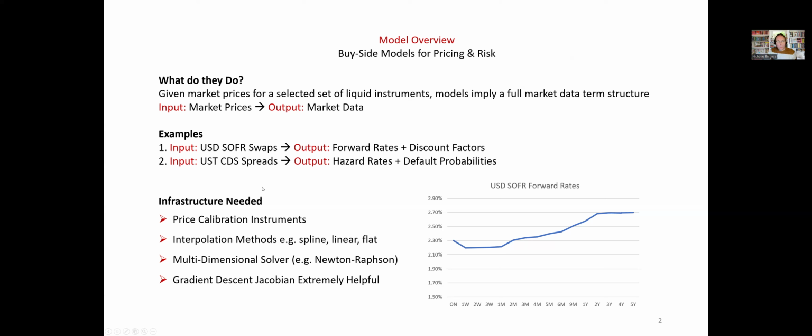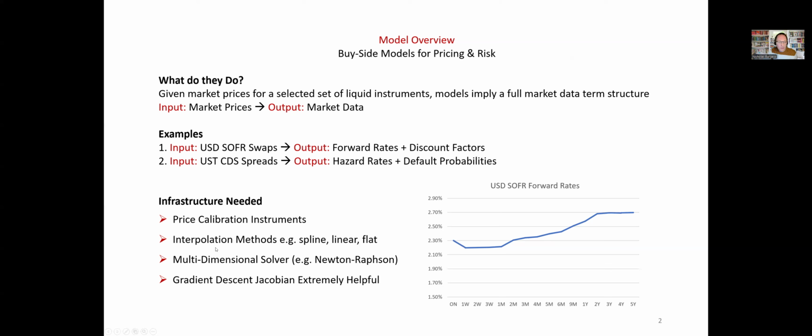Now, what we're saying is you give the model market data, you give the model market prices, and you get back implied market data. And using that market data, you should be able to reprice those instruments that you gave as input. Now, the infrastructure needed to build your own models. You need pricing analytics. You need to be able to price the instruments that you want to calibrate to. So the prices you're going to give me as input to the model, I need to be able to price those instruments. So you need pricing analytics.